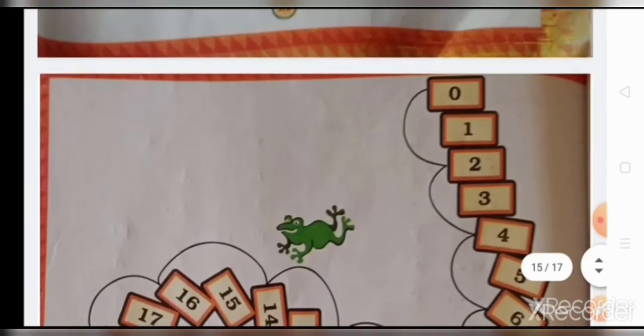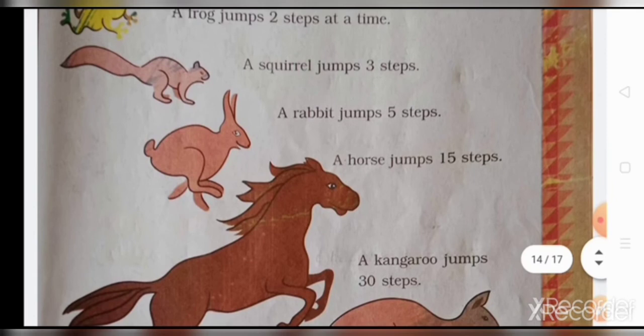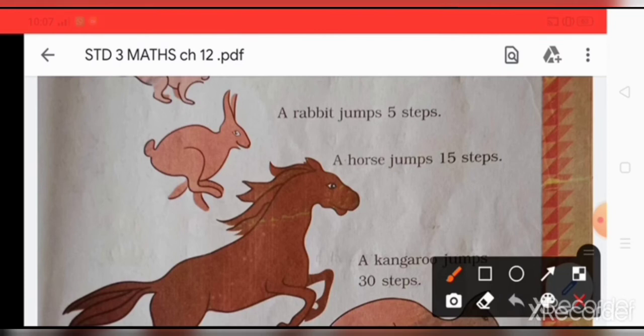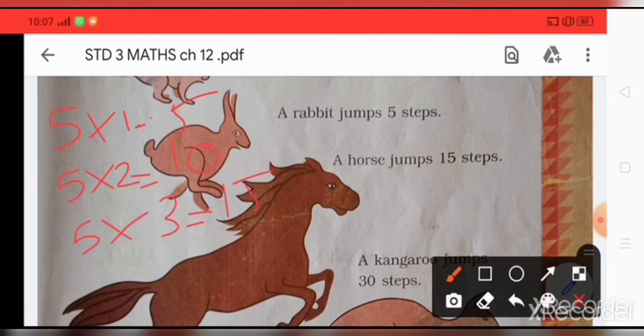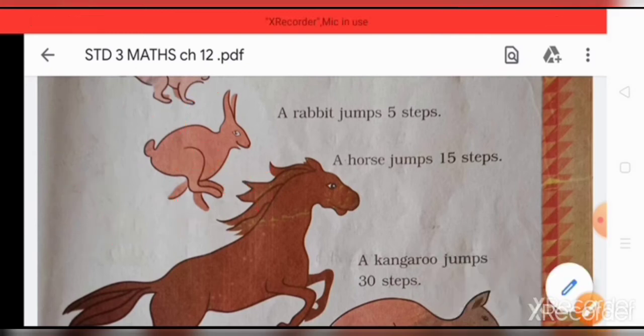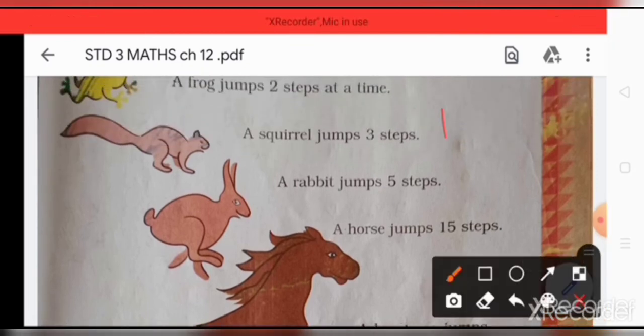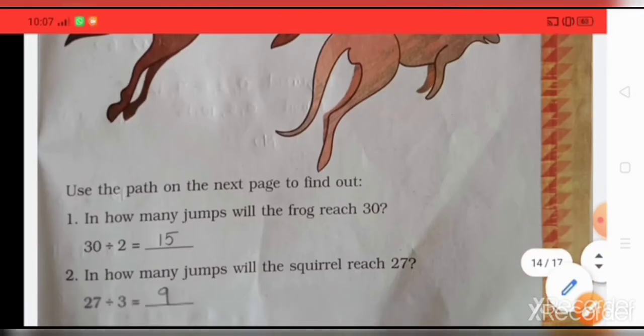Next who is there? Look here. Rabbit 5. 5 is also a divisor of 15. 5 का table: 5 ones are 5, 5 twos are 10 and 5 threes are 15. Then how many? 5, 10, 15. And the next one, horse. Horse 1 also 15 only. 15 ones are 15. Then who are there? Squirrel, rabbit and a horse.